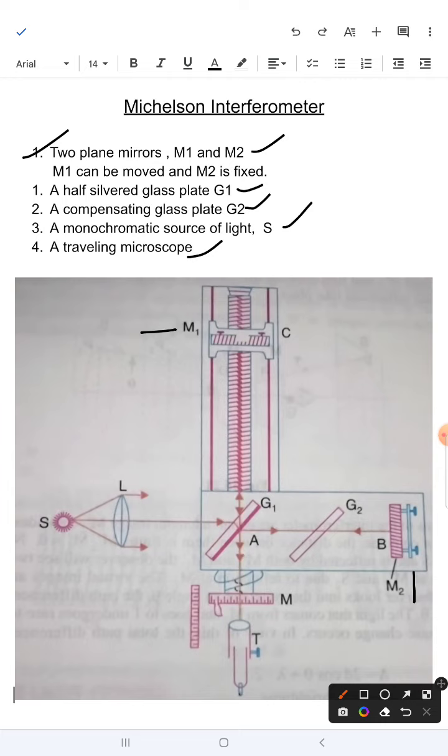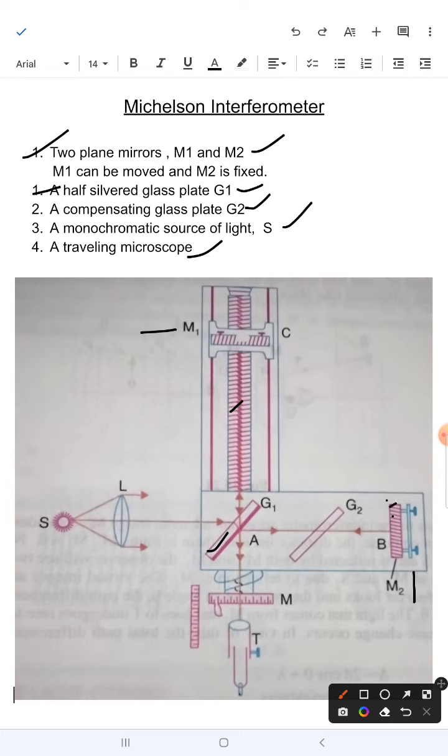So it can be moved on a beam, and here we have the scale. On this scale M1 can be moved, and mirror M2 is fixed here. And this half silvered glass plate G1 is arranged at exactly 45 degrees relative to mirror M2, and it is placed in front of M2.